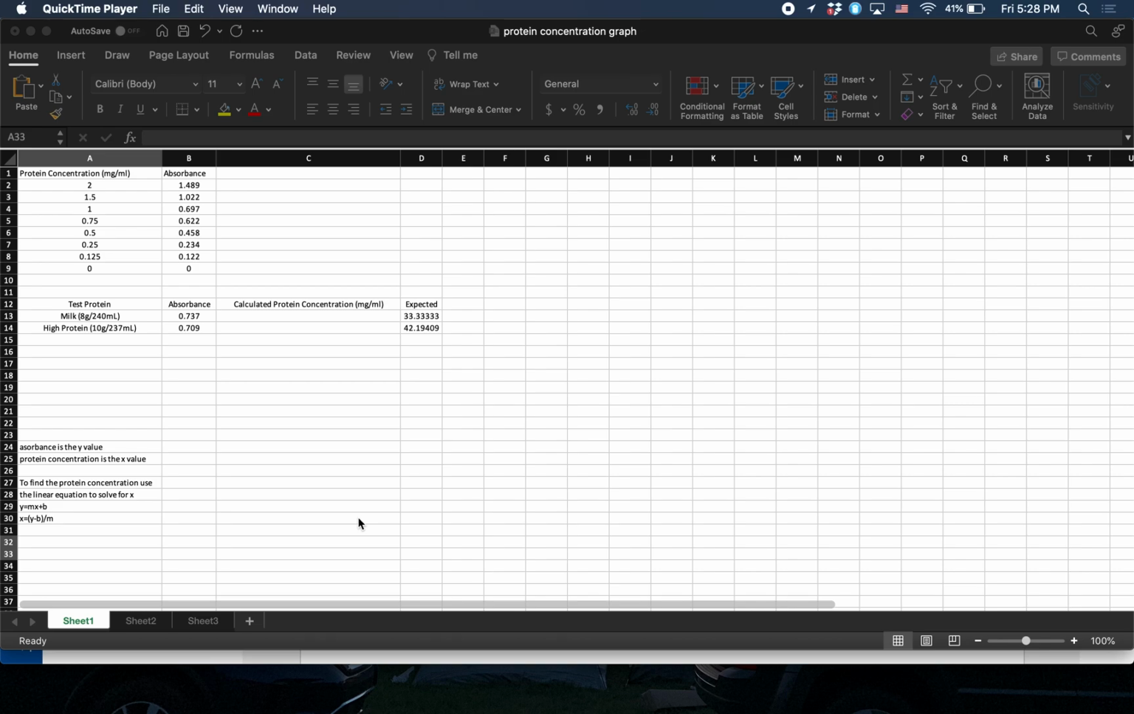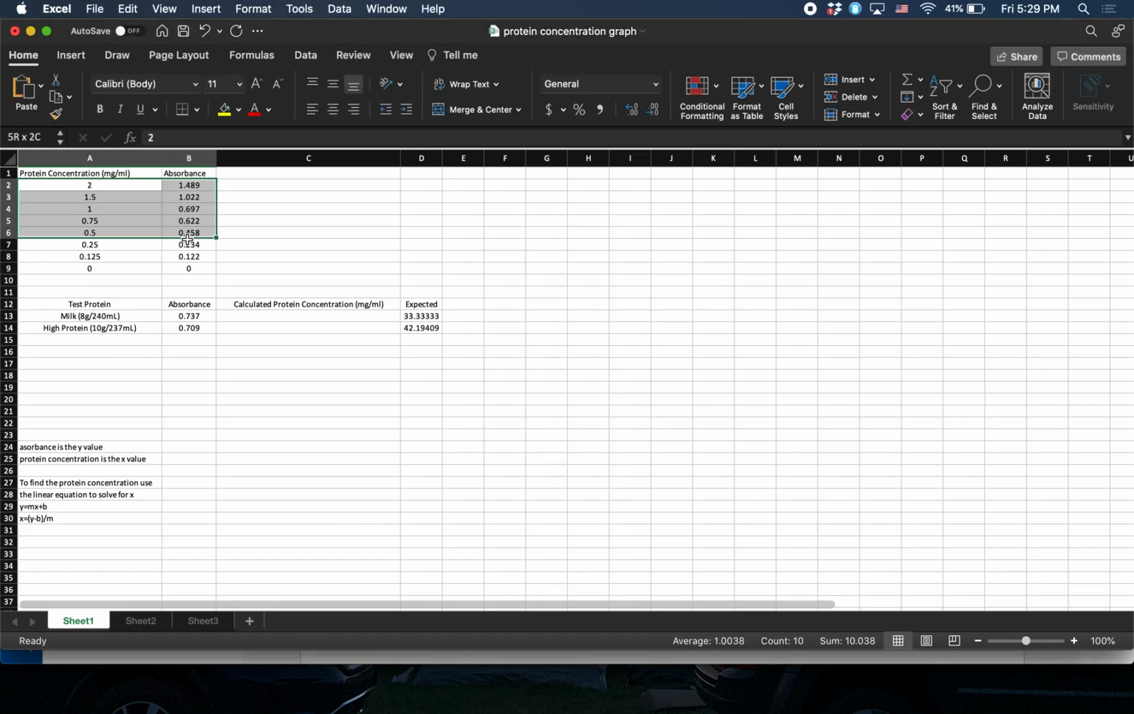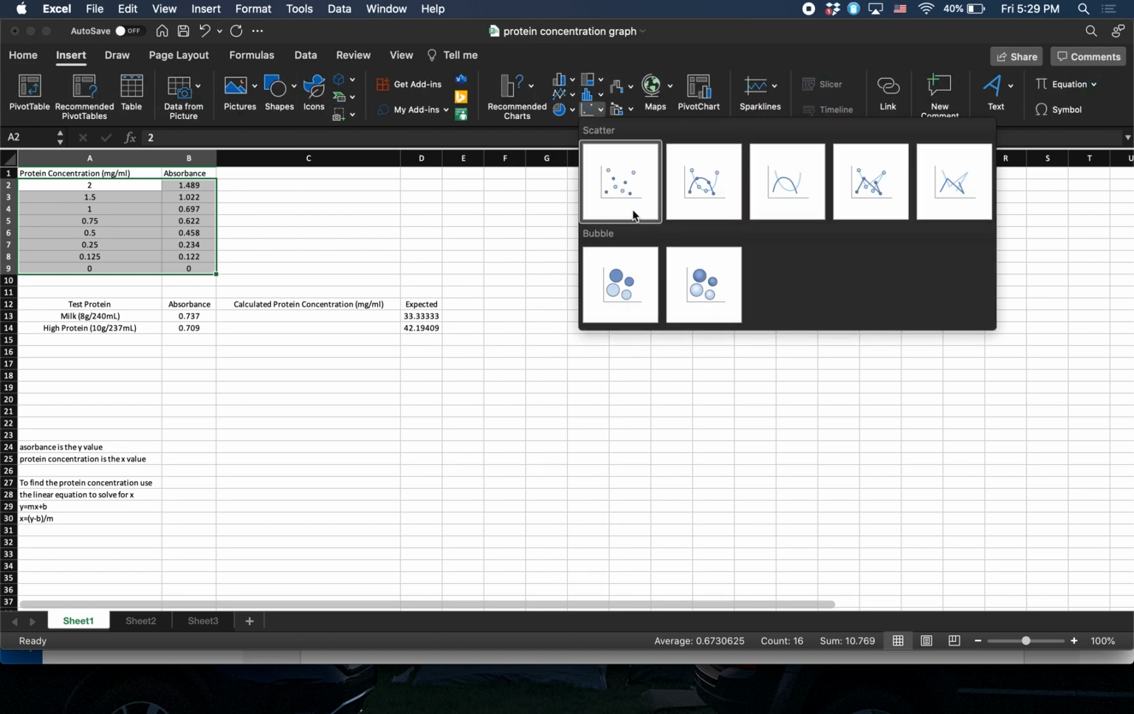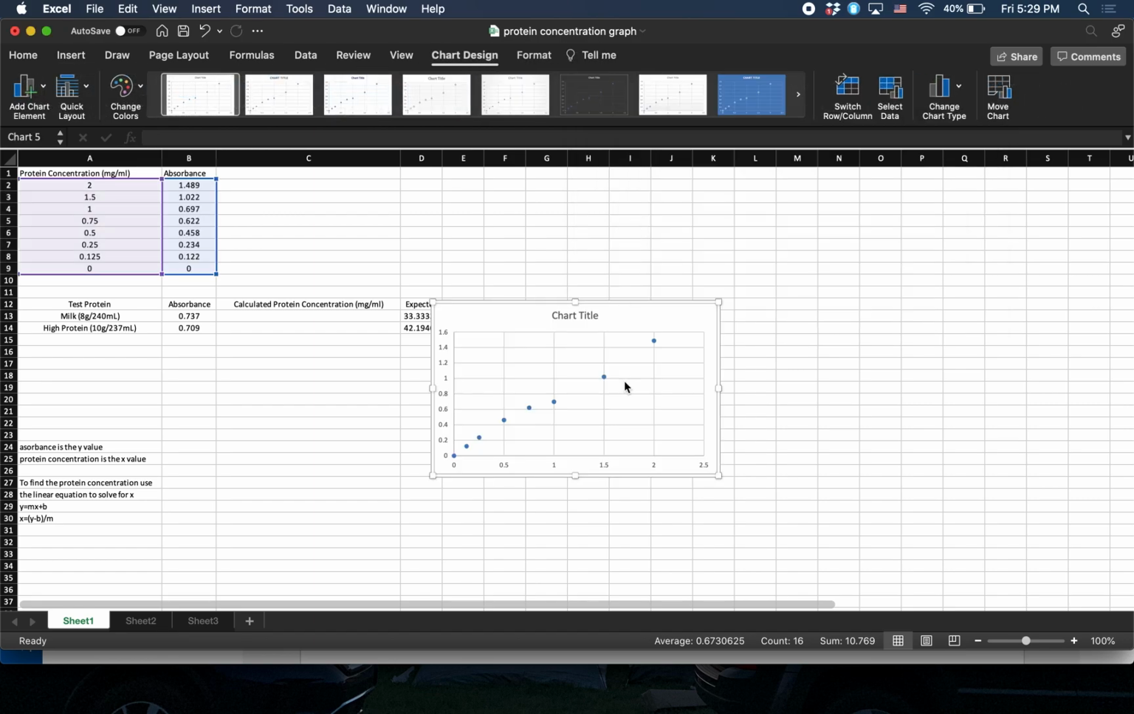To make a standard curve using the absorbance values we got from the Bradford assay and our standard protein concentrations that we used. So from here, I'll click this data, which is not data that anyone from the labs had gotten. It's just sample data that I have. So I'll go to Insert, go to Scatter Plot, make a scatter plot.